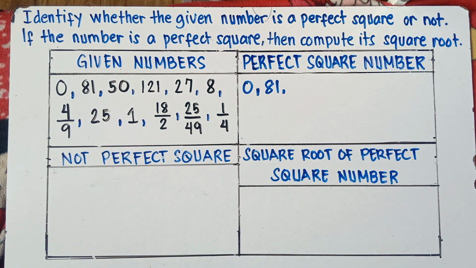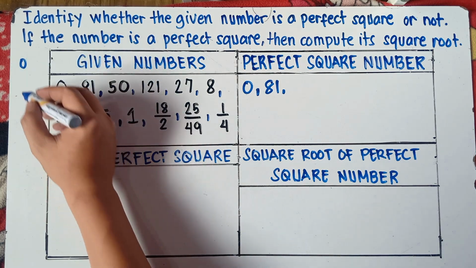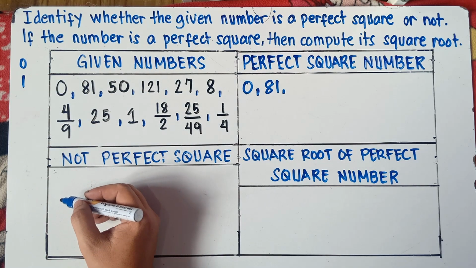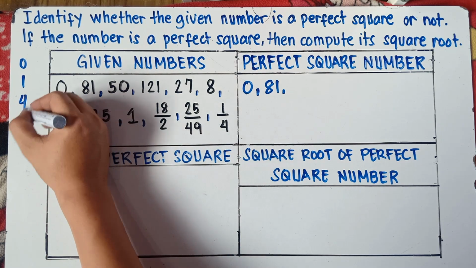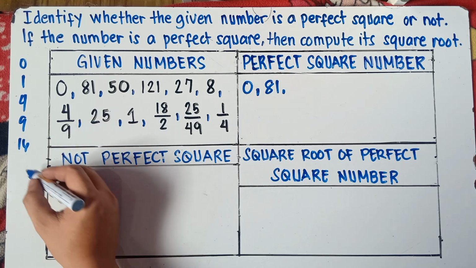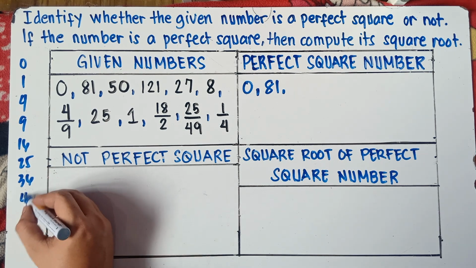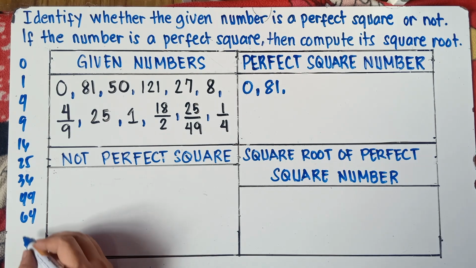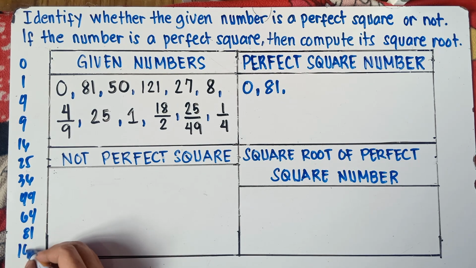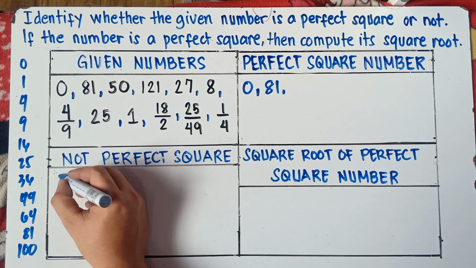How about 50, class? Is 50 a perfect square? Nope, 50 is not a perfect square because in our perfect squares, class, we have 0 times 0 is 0. 1 times 1 is 1. Then 2 times 2 is 4. Then 3 times 3 is 9. And then 4 times 4, that's 16. 5 times 5 is 25. 6 times 6 is 36. 7 times 7 is 49. Then 64, 8 times 8. Then 81, 9 times 9. And then 10 times 10, that's 100, and so on. So 50, class, you cannot see that among the perfect squares. So therefore, 50 is not a perfect square.